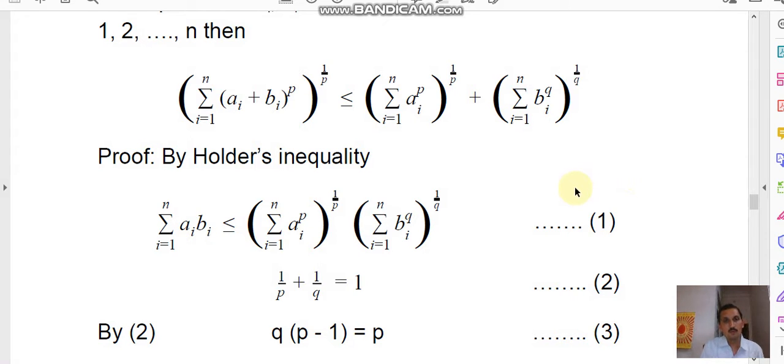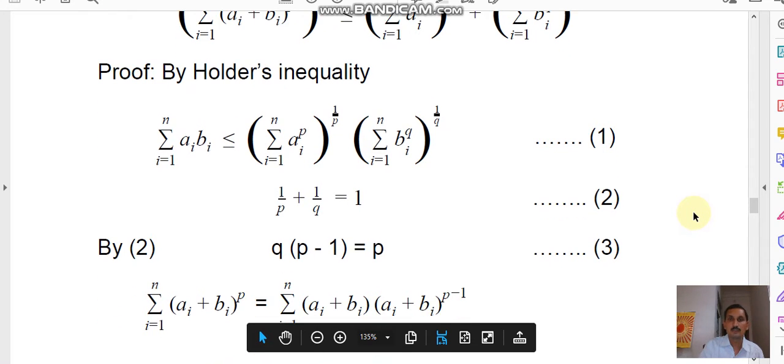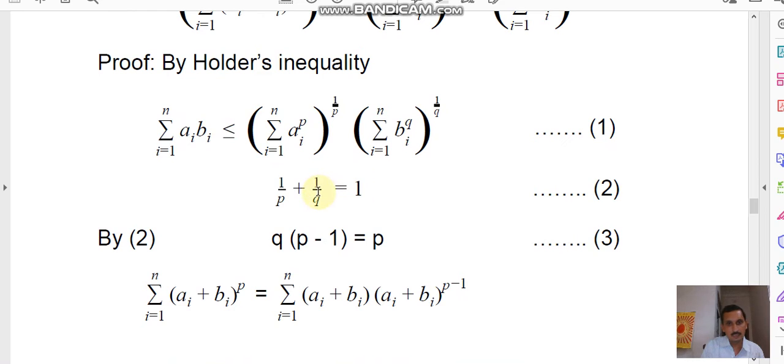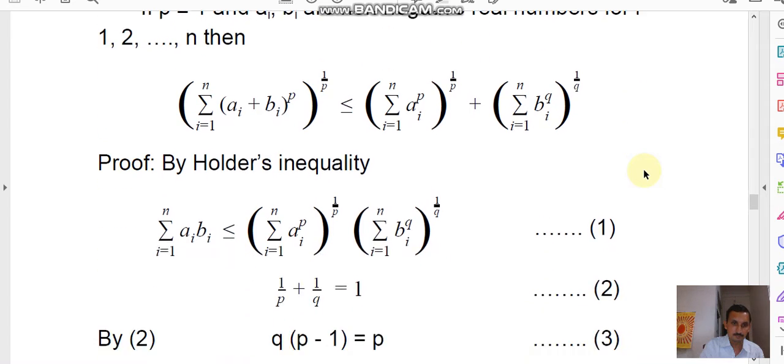We prove this by using the Holder inequality, summation i equal to 1 to n ai bi. We use the Holder inequality, summation i equal to 1 to n ai bi is less than or equal to, and the relation of p and q, 1 by p plus 1 by q is equal to 1, and here multiplying by q we obtain q into p minus 1 equals p. So these three equations are used for proving this Minkowski inequality.